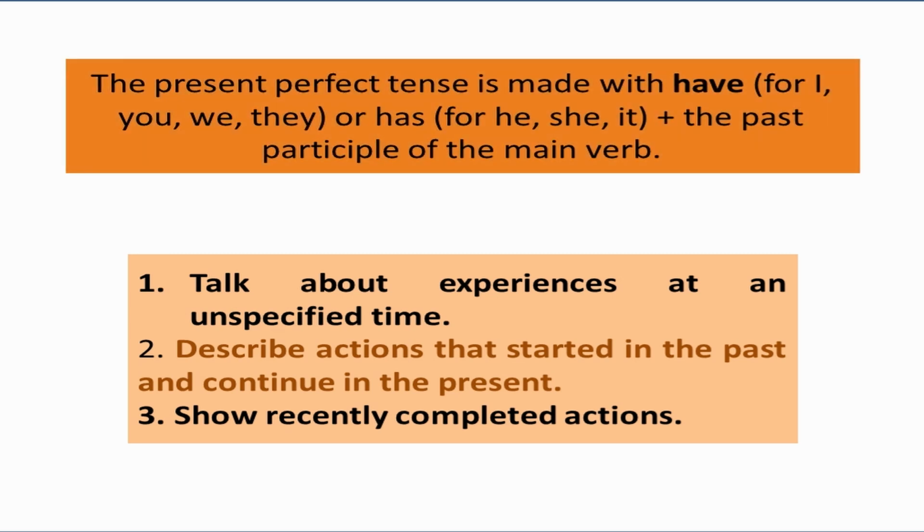So number one, talk about experience. We use the present perfect to talk about experiences at an unspecified time. Two, we use the present perfect to describe actions that started in the past and continue sometimes in the present. Three, we use the present perfect to show recently completed actions. When we talk about recently, it's something that hasn't yet taken too long. Recently completed actions.